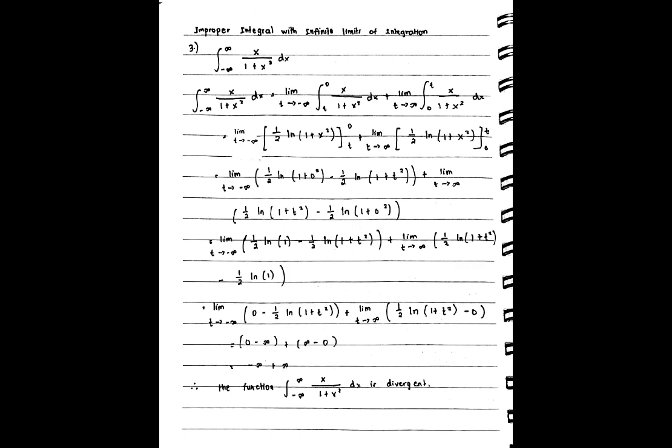So minus 1/2 ln(1 plus t squared), plus the limit as t approaches infinity of 1/2 ln(1 plus t squared) minus 0. To simplify, we have 0, and for applying the limit we have infinity plus infinity minus 0, so it results to negative infinity plus infinity. Therefore, the integral of x over 1 plus x squared from negative infinity to infinity is divergent.